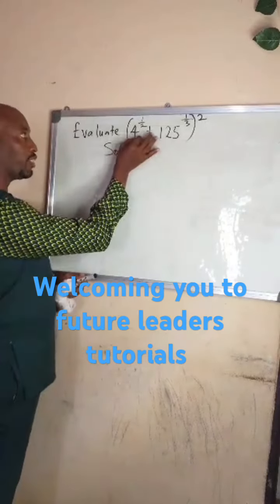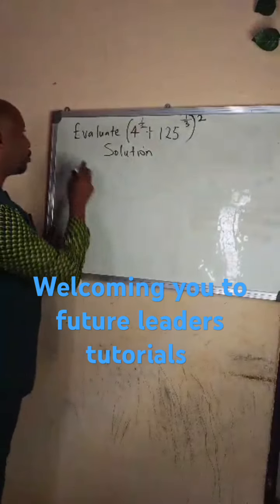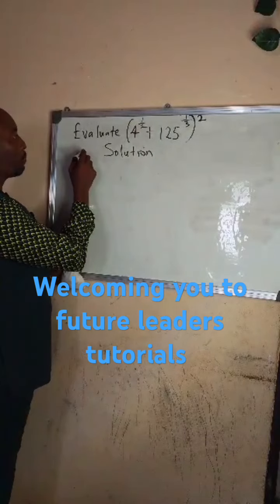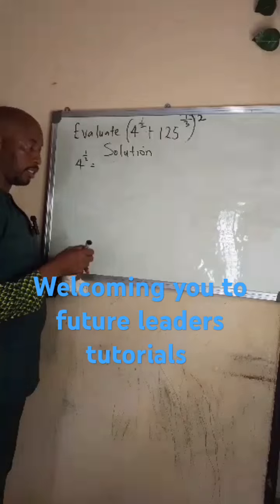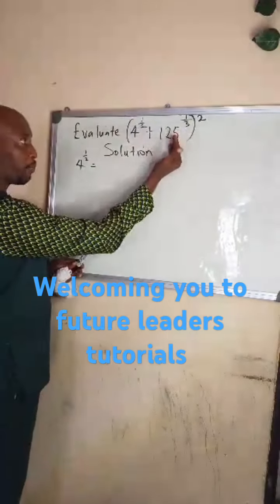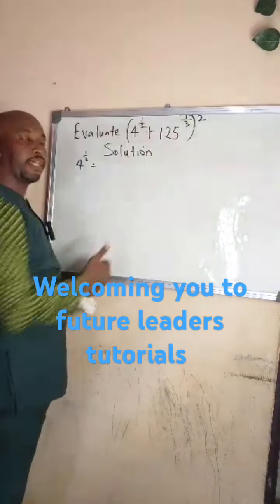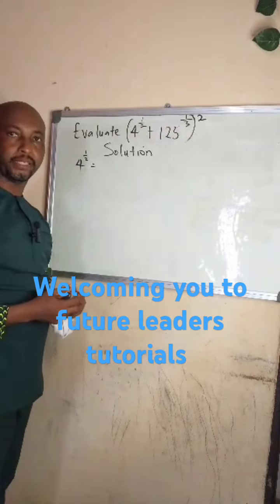I'll first of all treat this problem. I'll first of all bring 4 raised to the power of 1 over 2 and I'll solve this separately. Then I will solve this separately. We'll now bring them together in the bracket for you to understand it better.